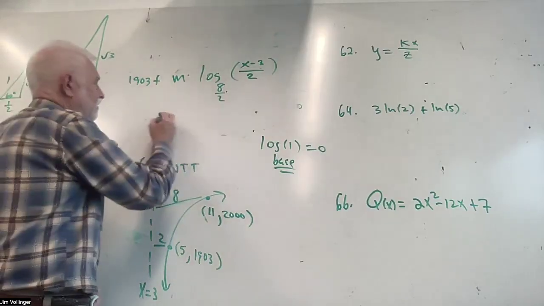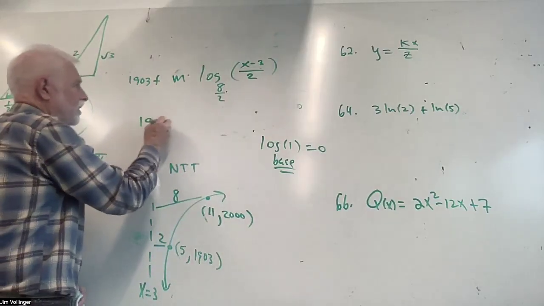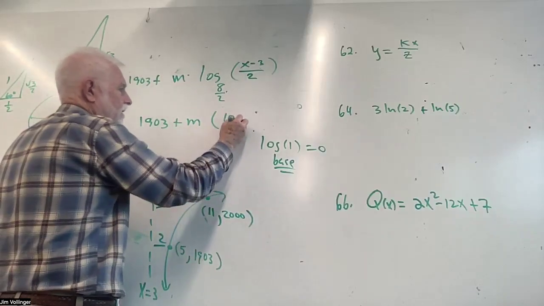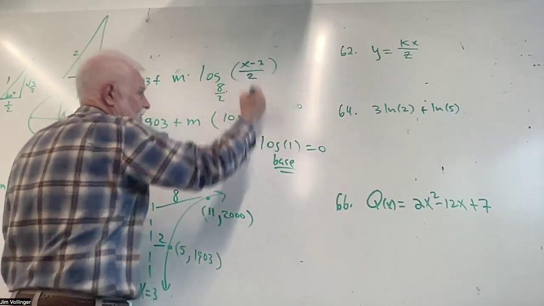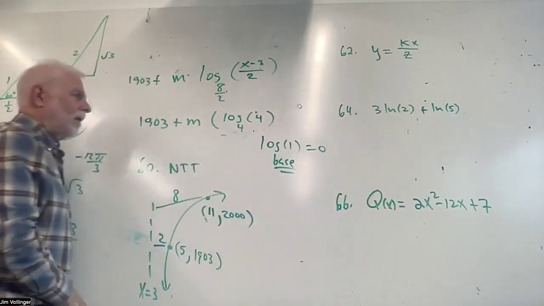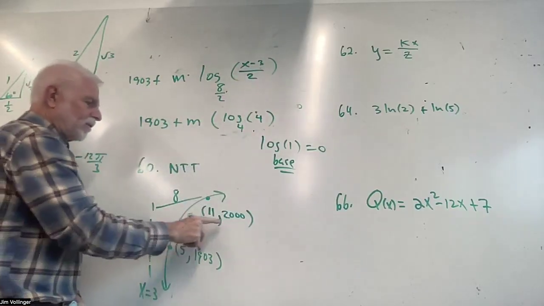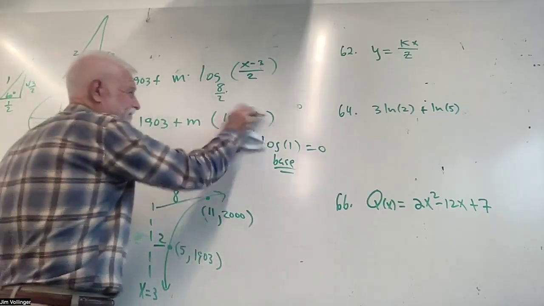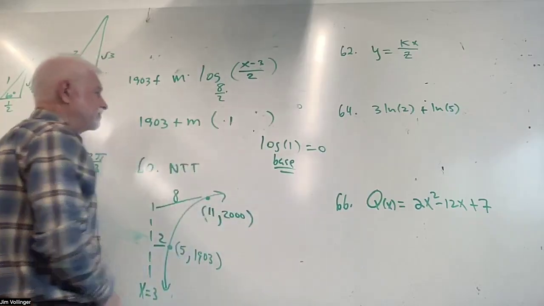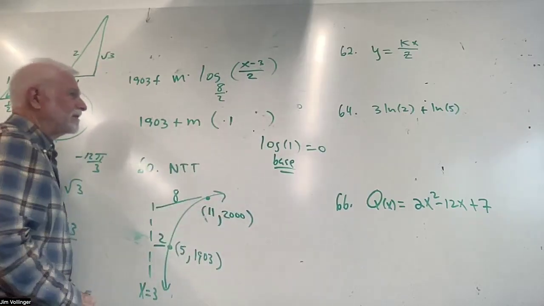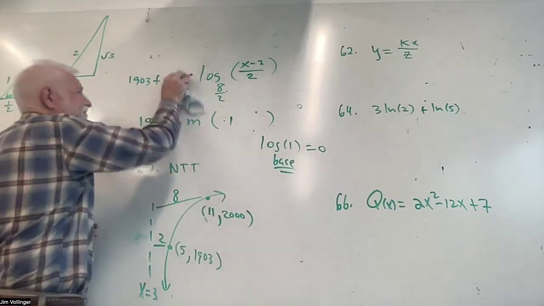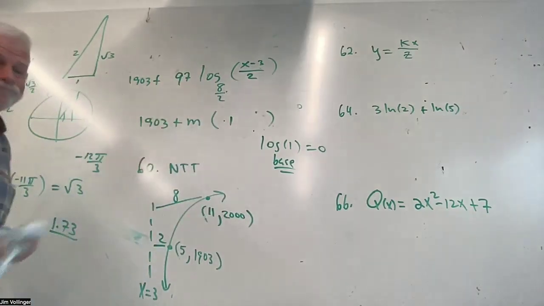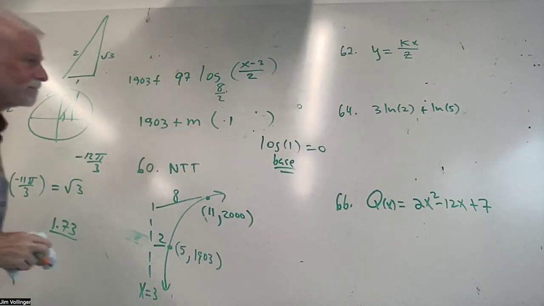Because if I have 1903 plus some multiplication of log base 4 of, when I put 11 in, 4, well, I think I can get pretty easily to 2000 because I know that number is 1. And I got to get to 2000. I think I'm going up 97. Okay, that's what that was.